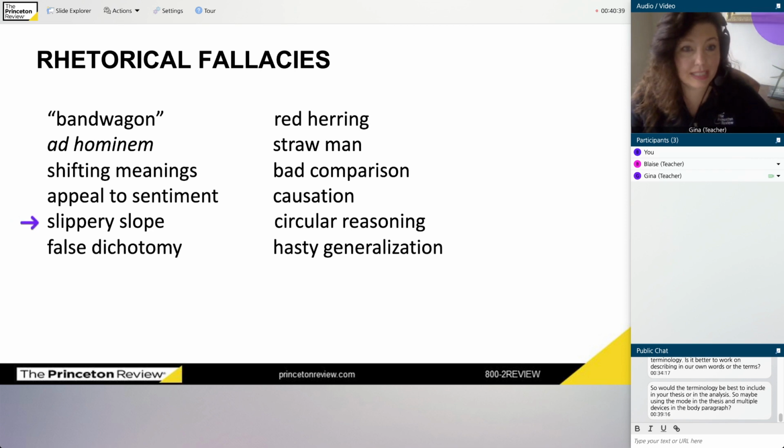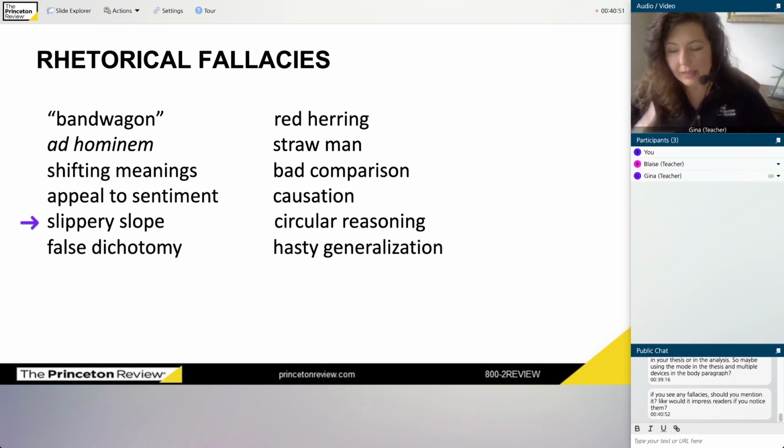Then we have the slippery slope. Slippery slope means that you're making the case that because something has happened in a small amount, it's going to get out of control, and before you know it, everybody will be doing this, which is probably an overgeneralization. And yeah, it would definitely impress readers if you notice these fallacies.